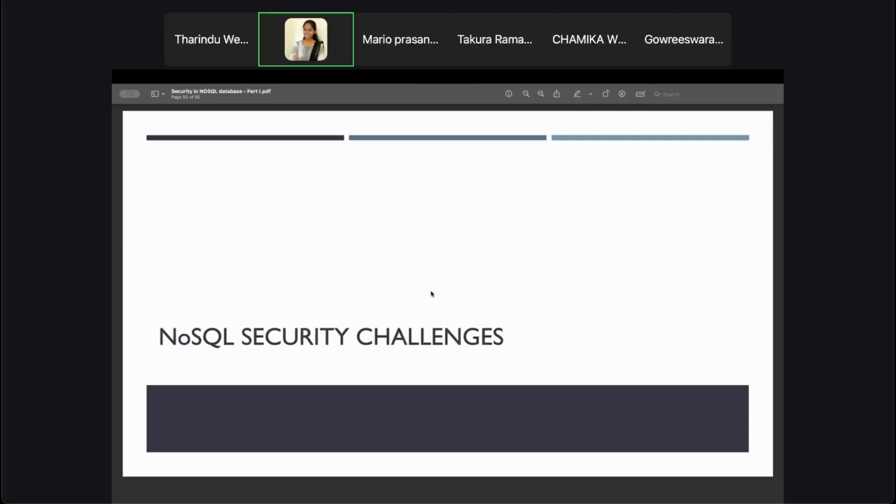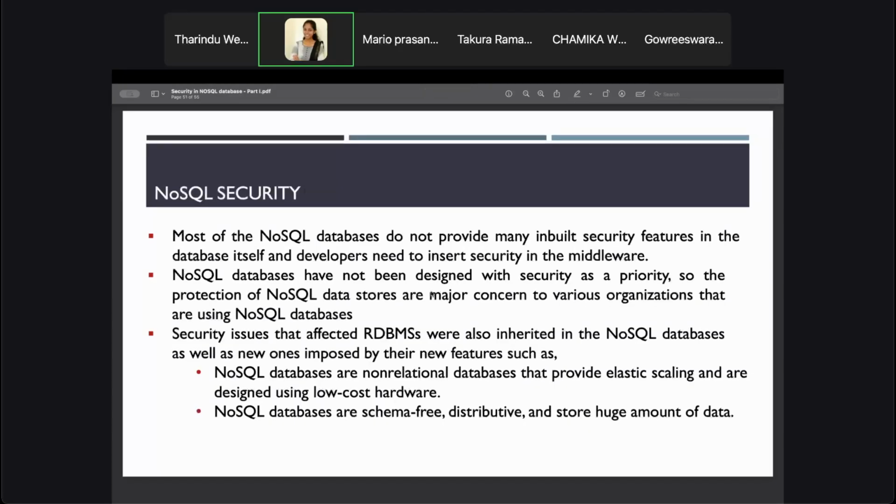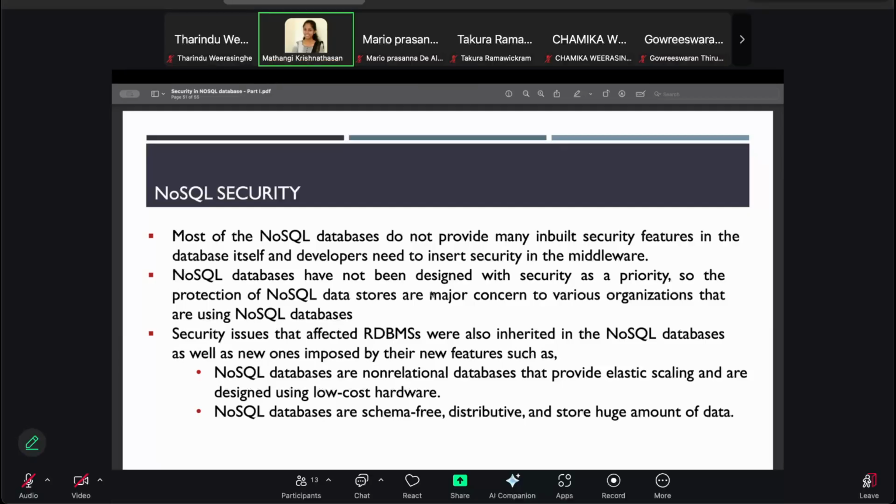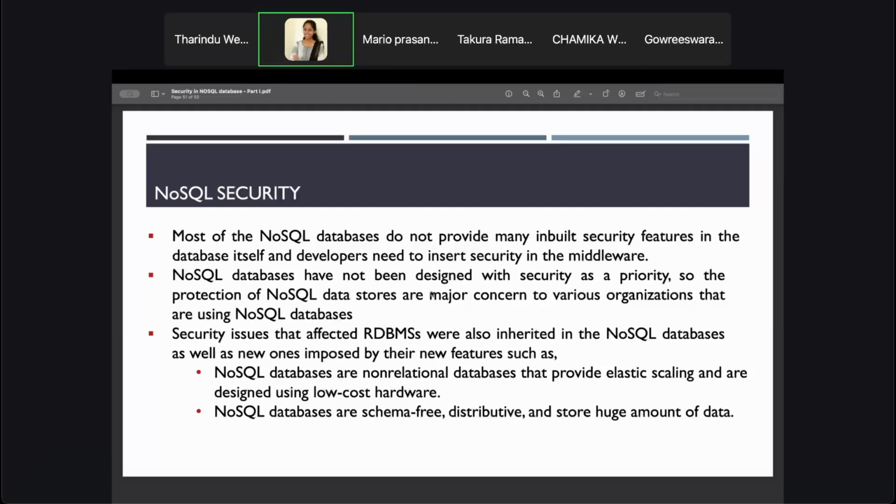Now let's see the NoSQL security aspect. When it comes to NoSQL security, most NoSQL databases do not provide inbuilt security features. That means, as developers, we might need to implement these security features in the middleware, right? Rather than already having the features available, you have to implement them and use them. So inherently, these types of NoSQL databases don't have these security features, right?